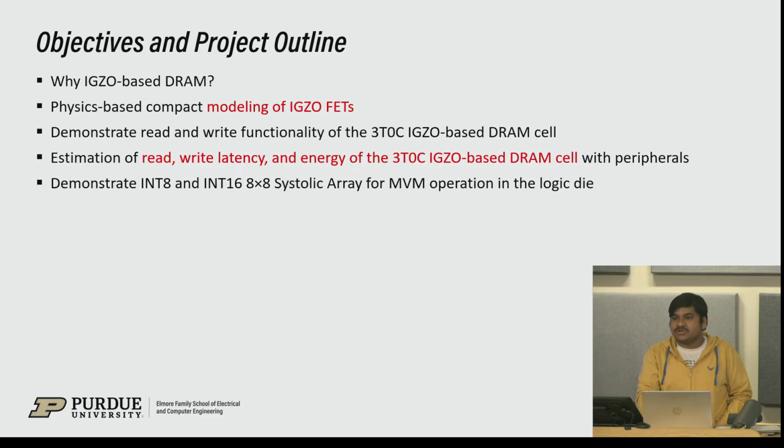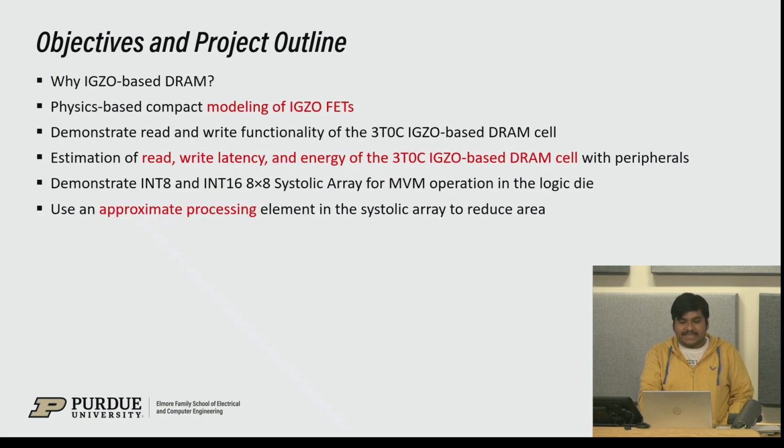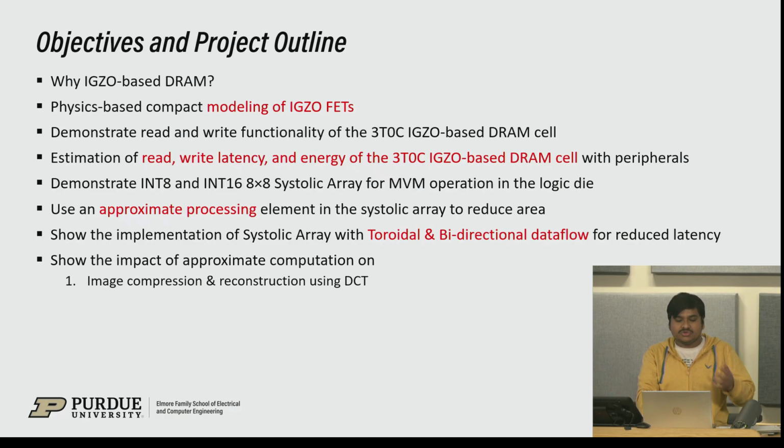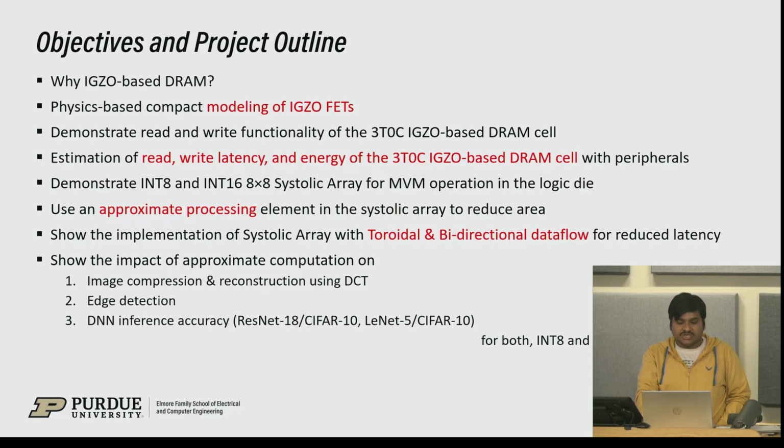And then we will also demonstrate the logic which is underneath, where we will look into the int8 and int16 based 8x8 systolic array for the MVM computation. And then we will also look into approximate computing, which will result in reduction in area, and also look into toroidal and bidirectional data flow for reduction in latency. And then we will show the impact of approximate computing on image compression, edge detection, and DNN inference accuracy results.